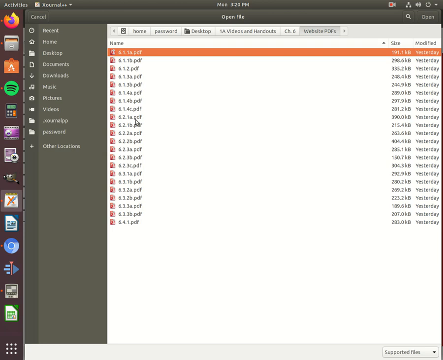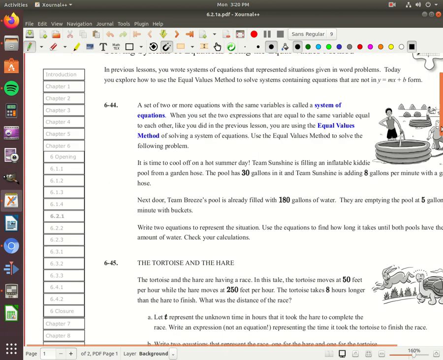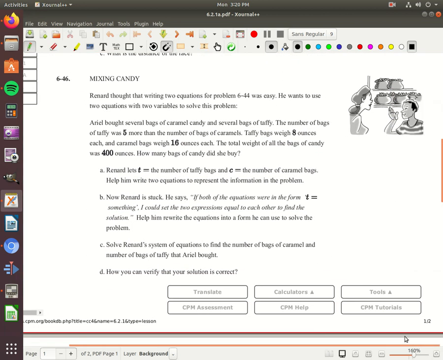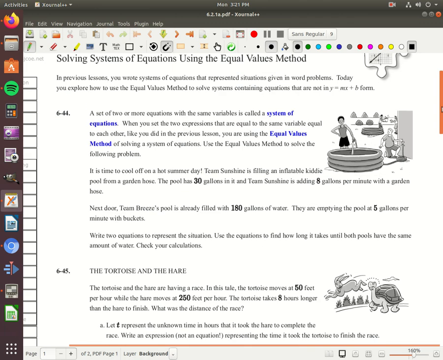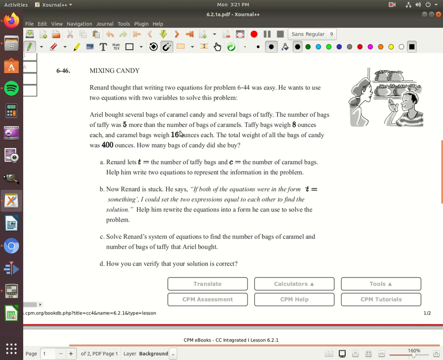So let's see here. I think I might be done with this one, but no, we have the candy mixture problem now. Alright, so Renard thought that writing 2 equations for problem 644 was easy. He wants to use 2 equations. Am I on the wrong one? No, okay.